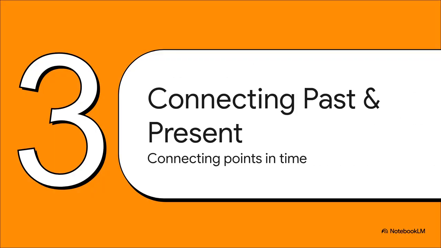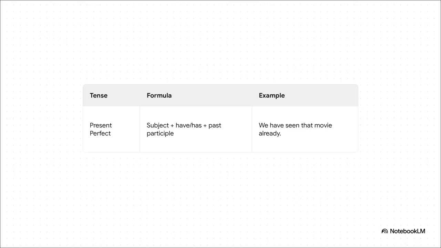Okay, on to level 3, and this is where things get really sophisticated. We're talking about the perfect tenses. And their superpower? It's connecting two different points in time. They create a bridge between the past and the present, or even between two separate moments in the past. Think of the present perfect as the tense you use for past actions that still matter right now.